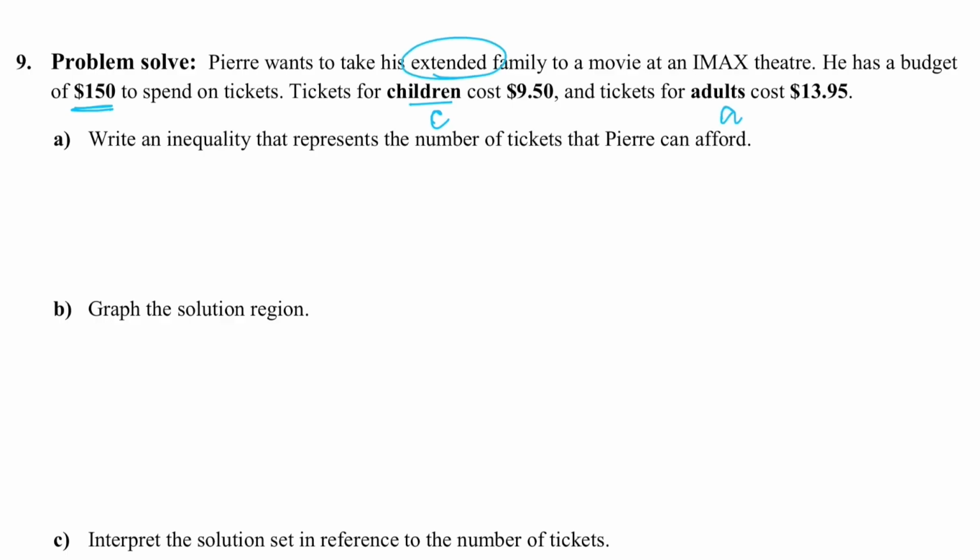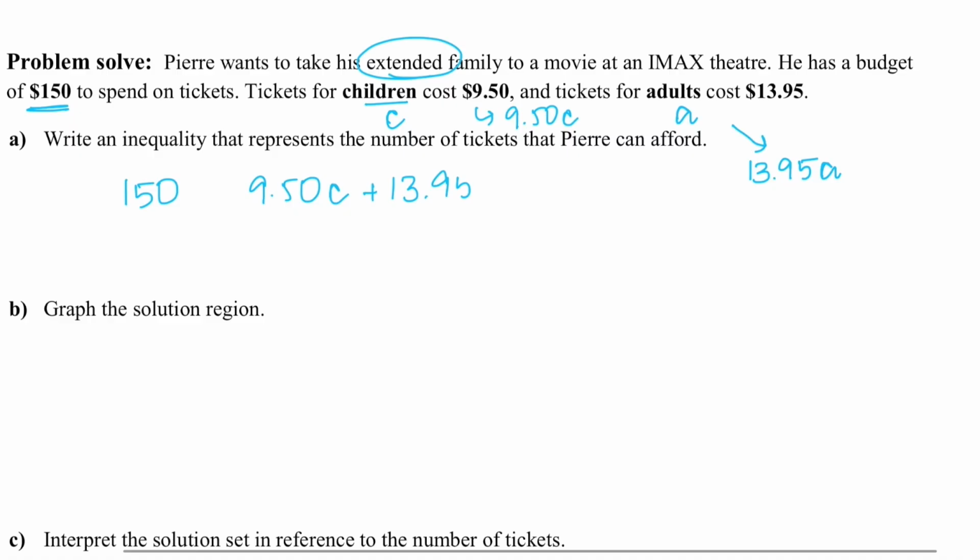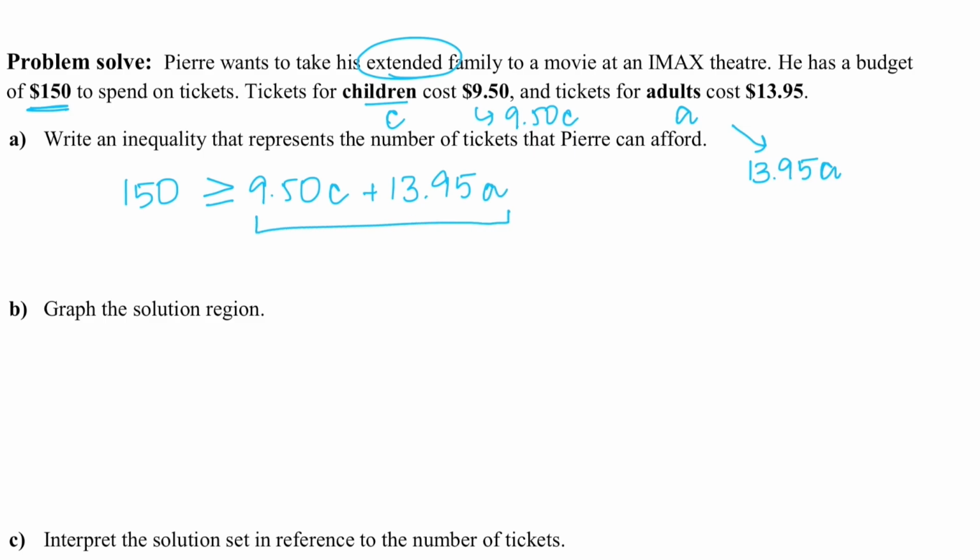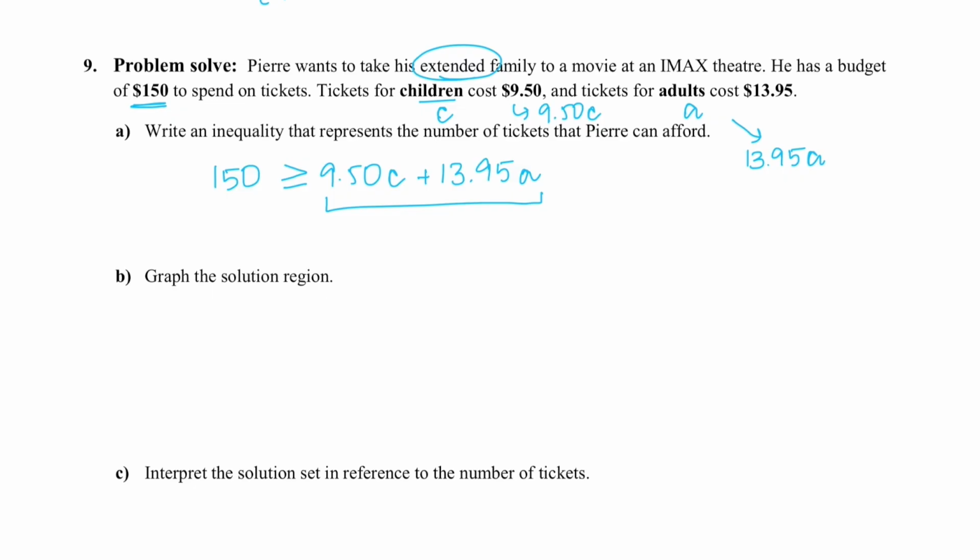That means the cost of tickets for however many adults he has is going to be $13.95 times A, and for children it's going to be $9.50 times C. And the money he wants to spend, the sum of all this, should be either less than $150 or equal to, okay? Because you want this to be less than or equal, right?